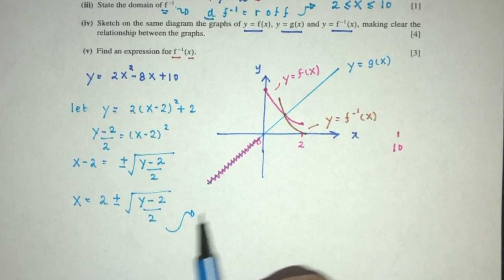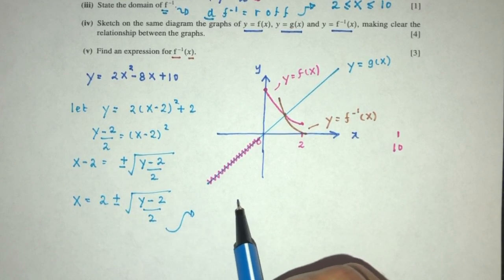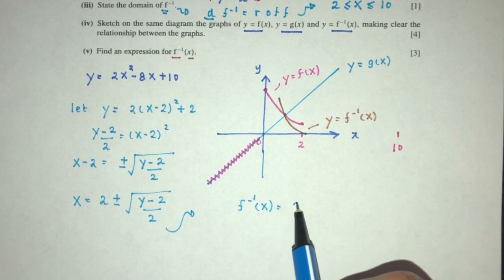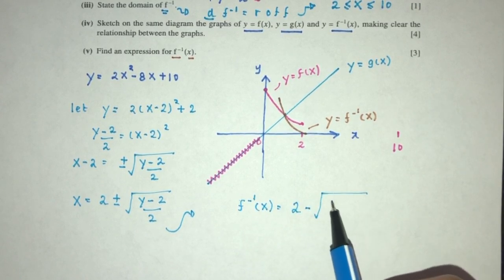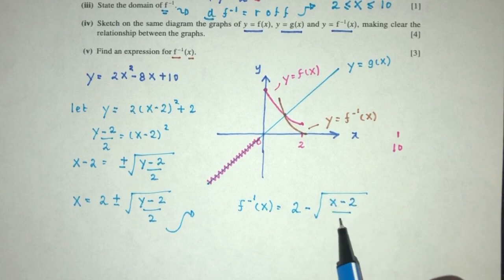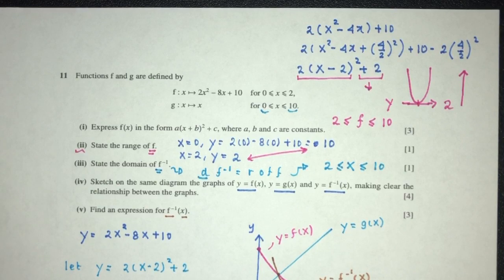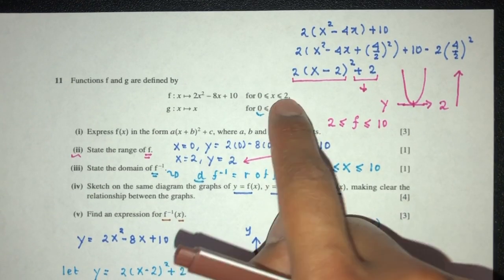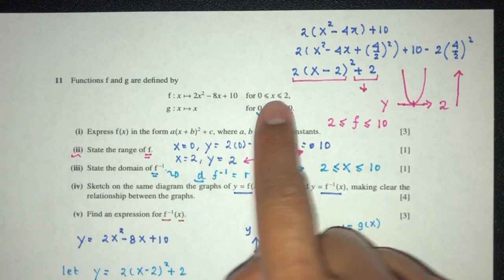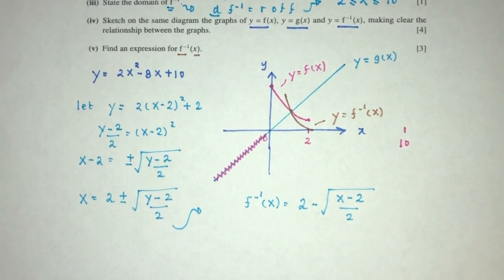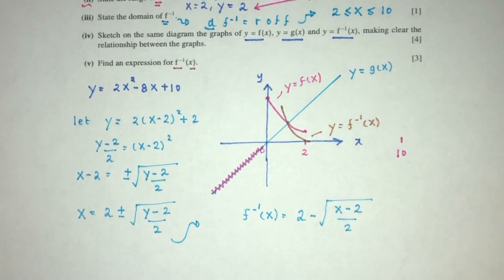So finally we have f inverse, which is in terms of x, that will be 2 minus x minus 2 over 2. Again, we choose the minus sign here because we can see the domain has to be less than the value of 2, right? For this one, f less than 2. Okay, so that's why we will have to choose the minus sign for f inverse. That will be part 5 of your question.